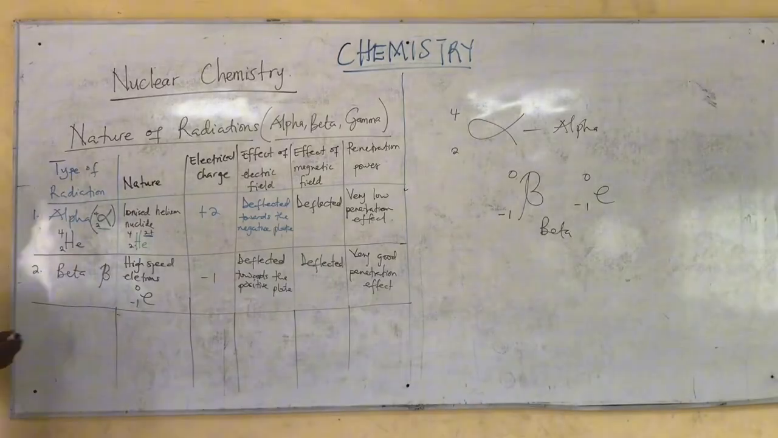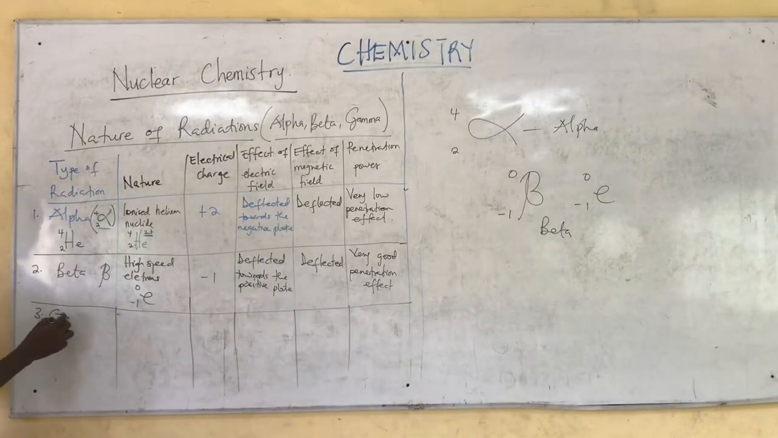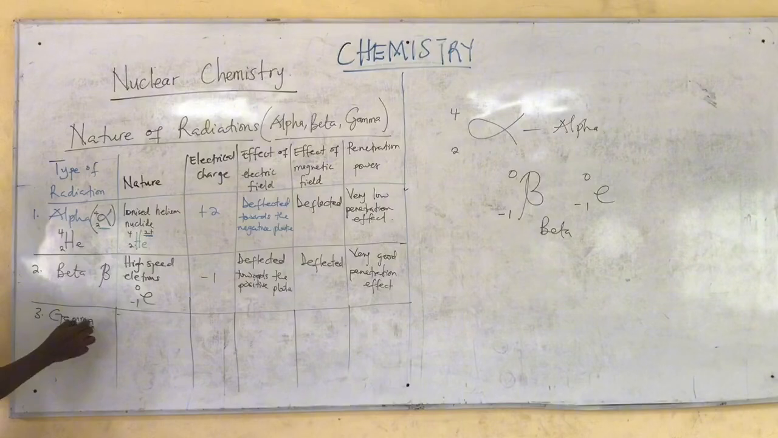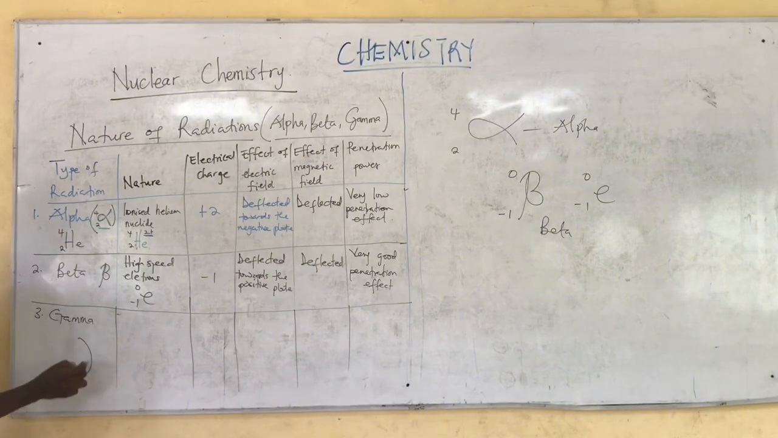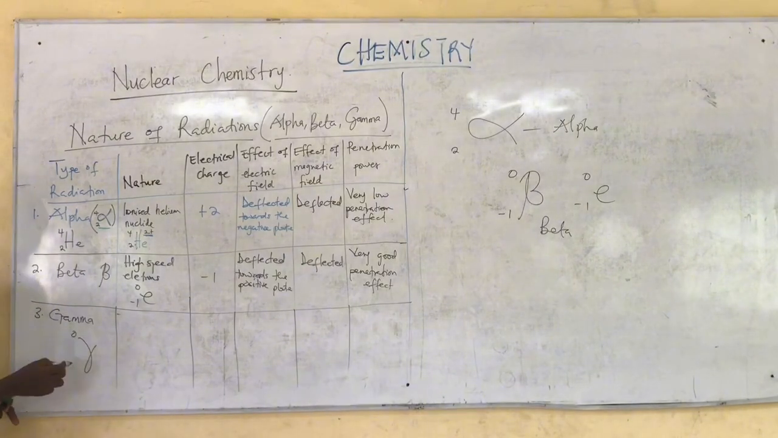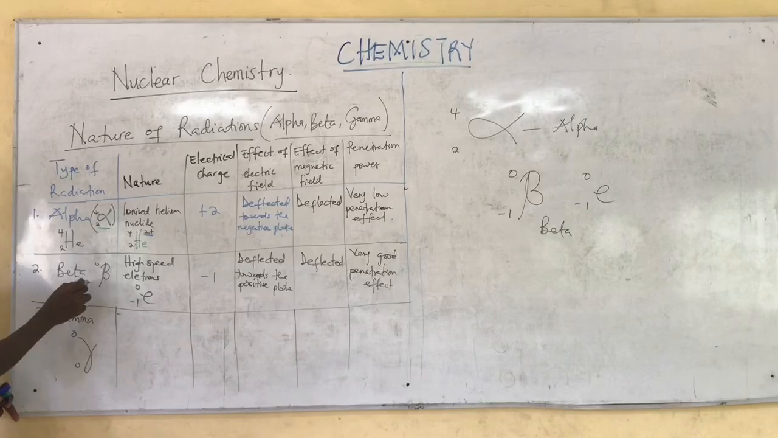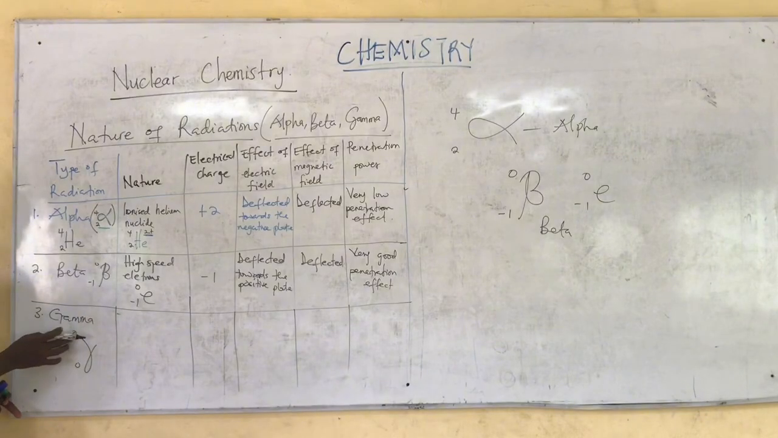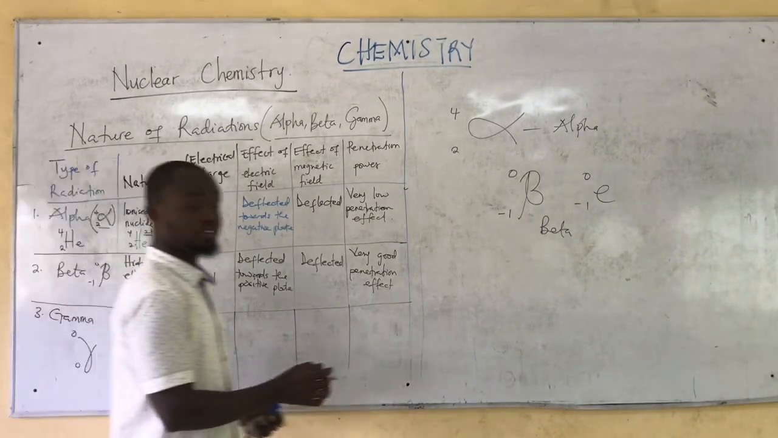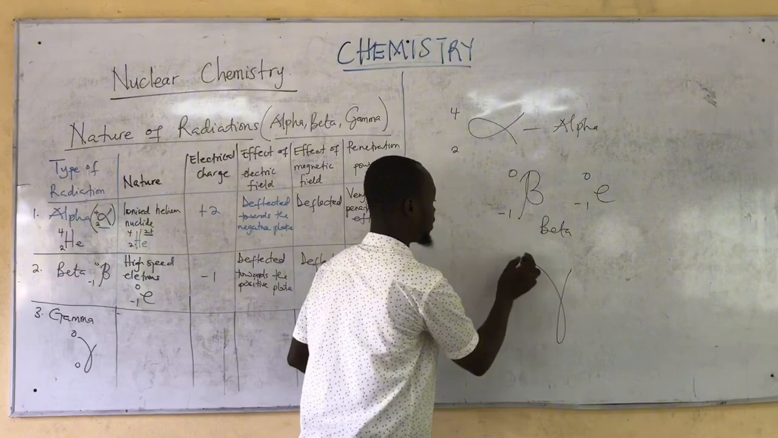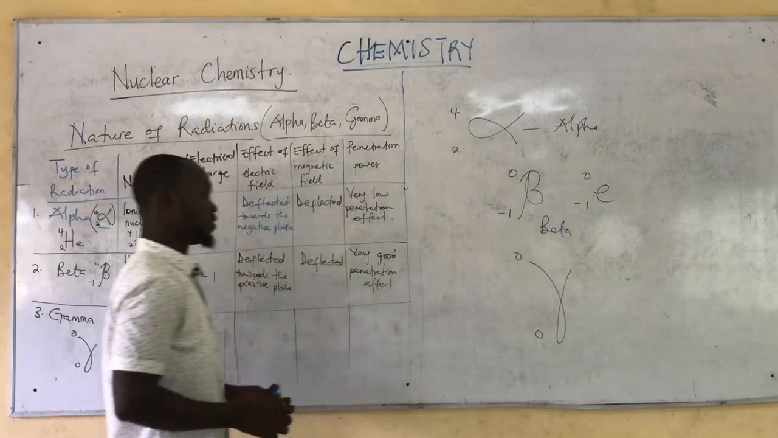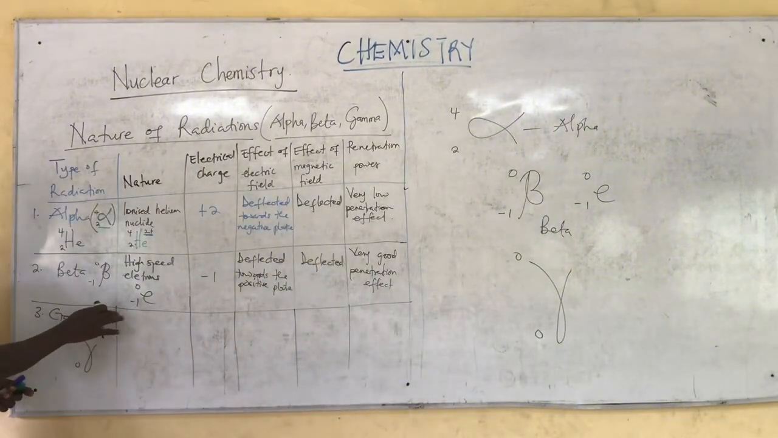That is the gamma radiation. The gamma is represented like this. It has a symbol like this, with a mass of 0 and a proton number of 0. So let me draw it here. This is the gamma radiation. Is that okay?